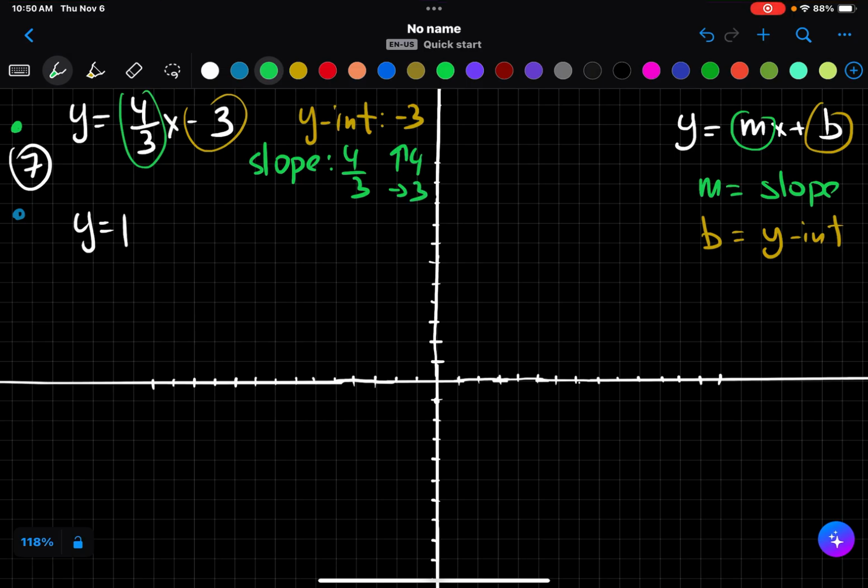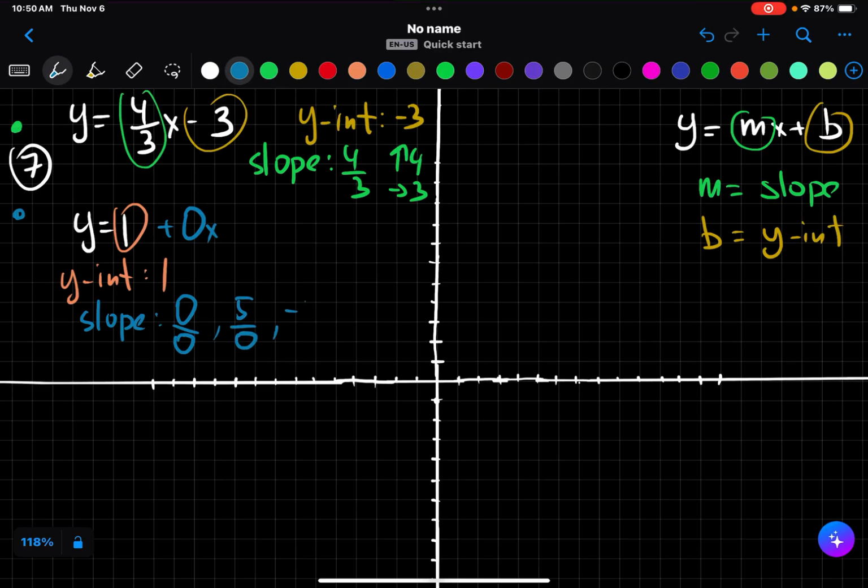to the right 3. Now, the blue equation, the bottom one, well, it does have a y-intercept. It does have a number that's all by itself. That's just the 1. It doesn't have a slope. So there are no x's, 0 x's. So I'm just going to write that in, 0x, which means my slope is 0 over 0, which means it could also be like 5 over 0, or like -10 over 0.